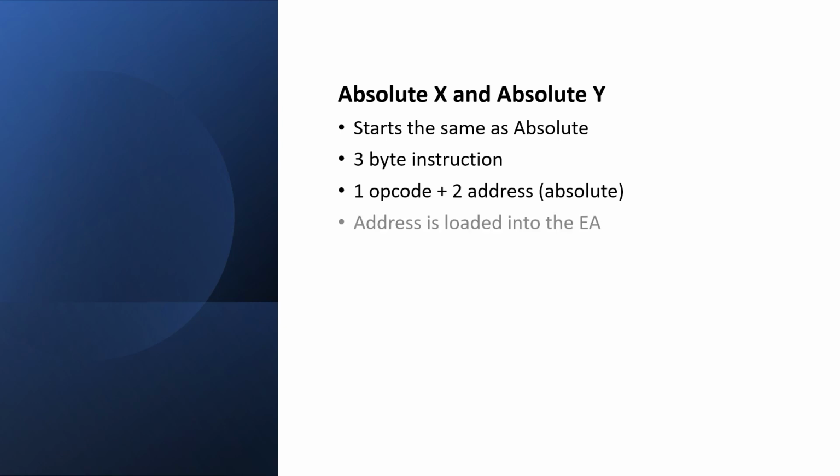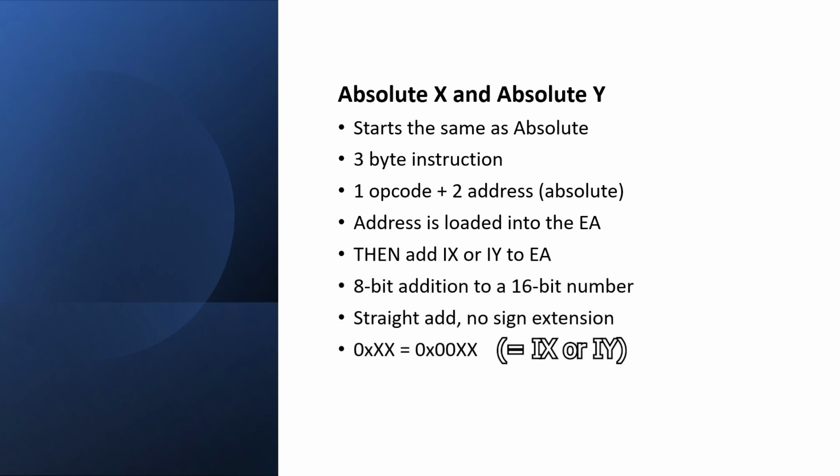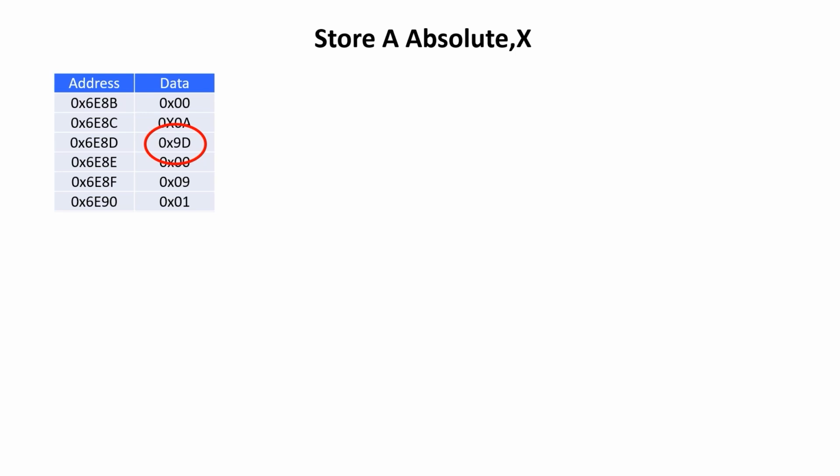The address gets loaded into the effective address registers, like in absolute mode, but then we add the value in either index X or index Y to the effective address register pair. This is an 8-bit unsigned addition to a 16-bit unsigned number with carry. We don't need to sign extend the 8-bit hexadecimal value we want to add, so XX becomes a 16-bit value 00XX. Let's walk through an example of absolute X addressing with the store A instruction. Its opcode is 9D hexadecimal, and here we can see one stored at 6E8D.